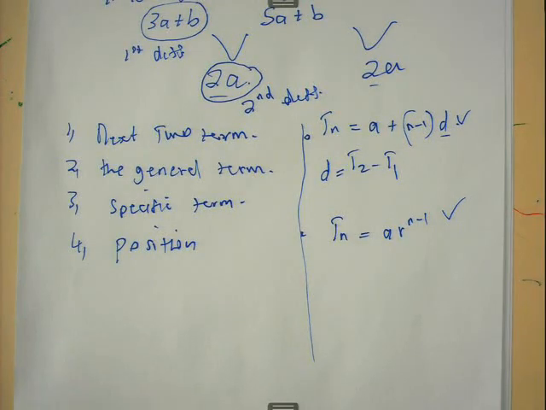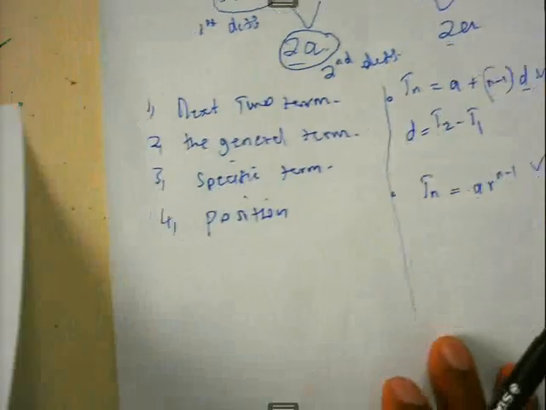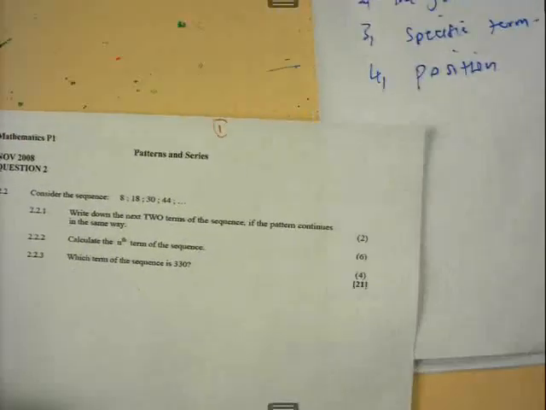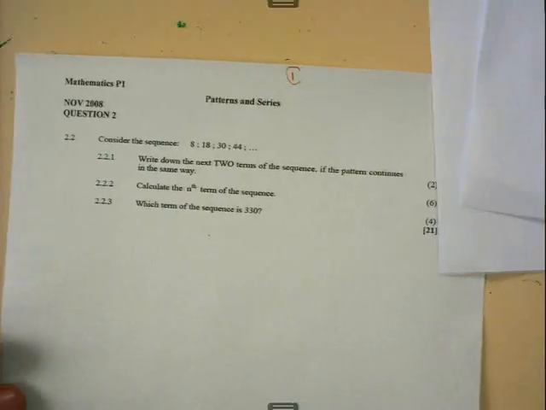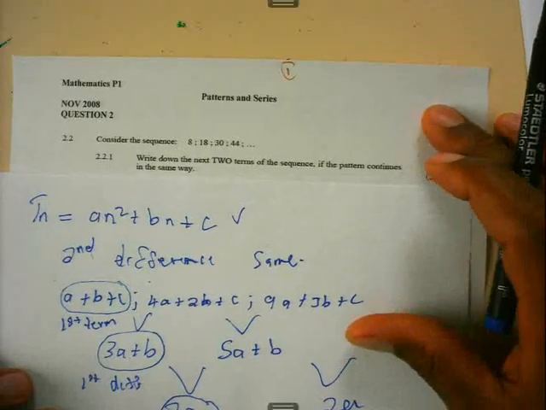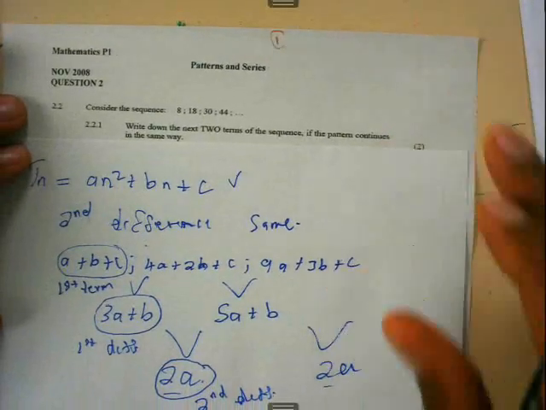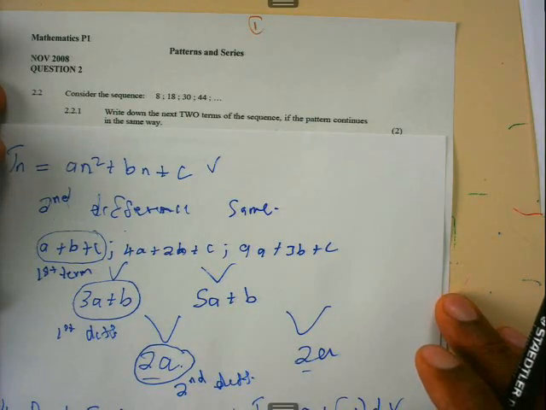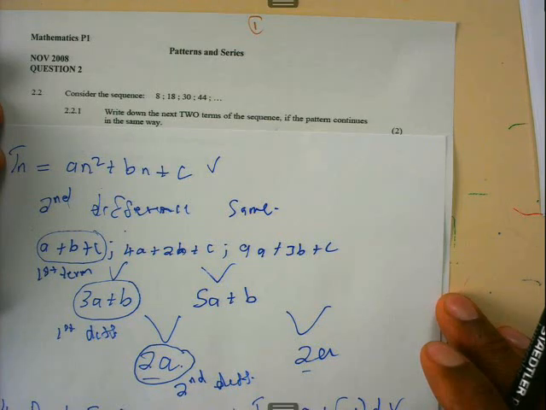Of course, now, boys and girls, let us look at the past paper to see what we can do to apply what we have just reminded ourselves about. Right, this one is November 2008. Now, boys and girls, the question here says, consider the sequence. Here is a sequence: 8, 18, 30, as well as 44. Now, 2.2.1 says, write down the next two terms of the sequence if the pattern continues in the same way.